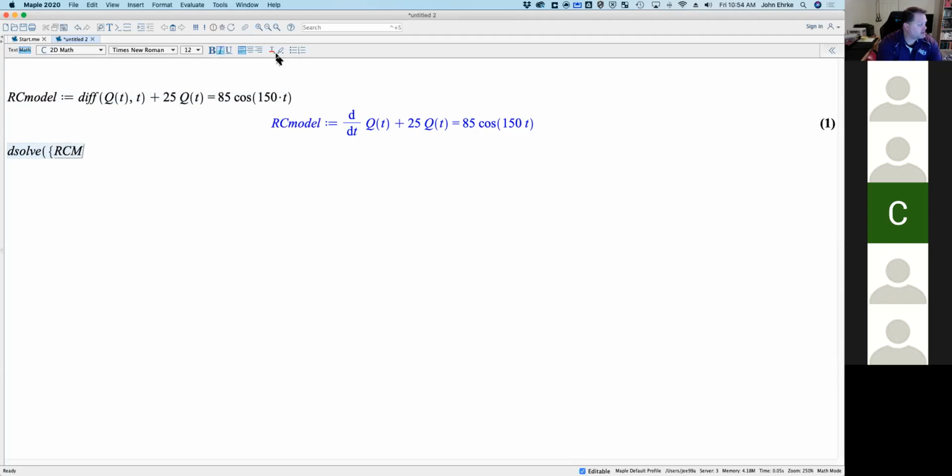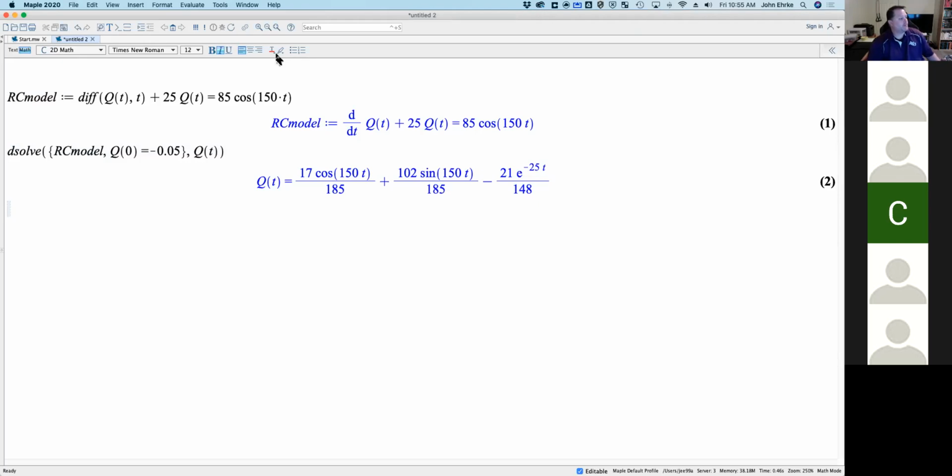So I could solve my RC model together with the initial condition to get the solution. Here's the solution, and I want to point out a couple of things about it. Let me switch over to text so I can type this in. We talked about in class how there are always two parts to a solution: a steady state part and a transient part. Every solution to a linear differential equation has to have both behaviors.